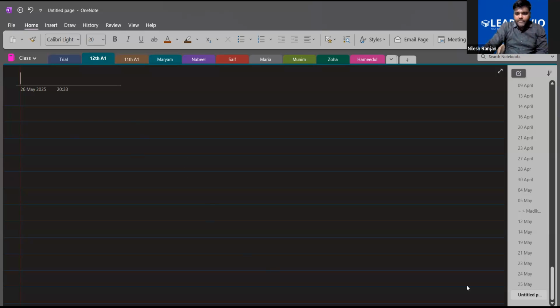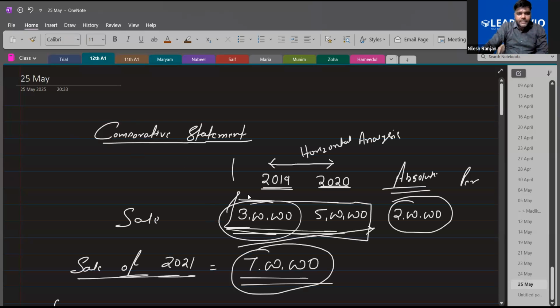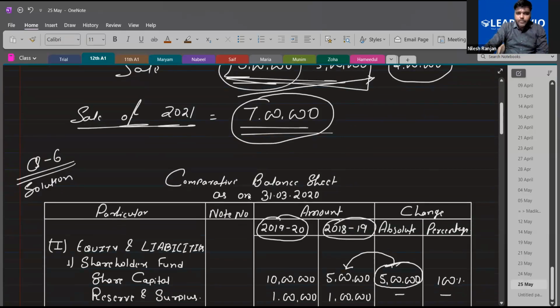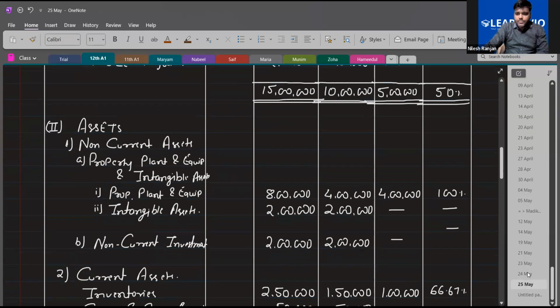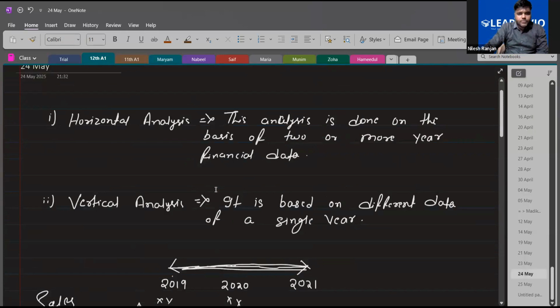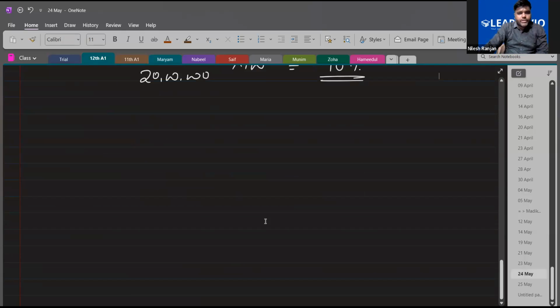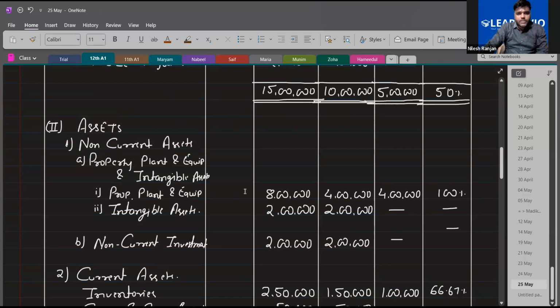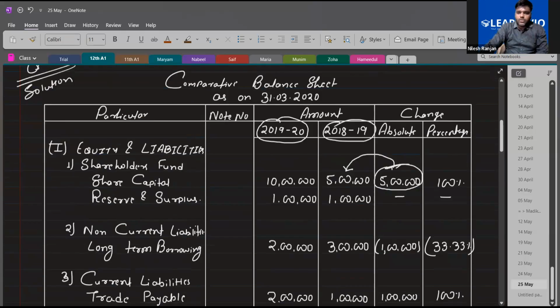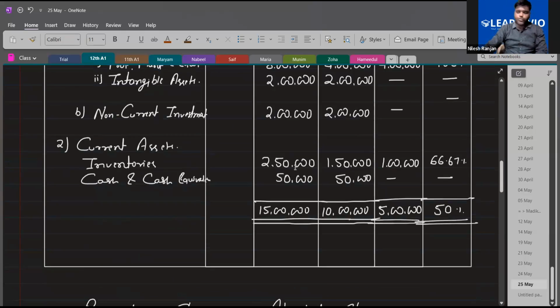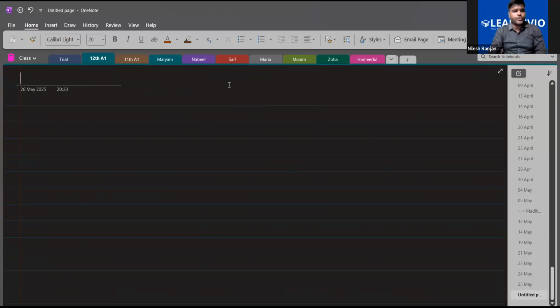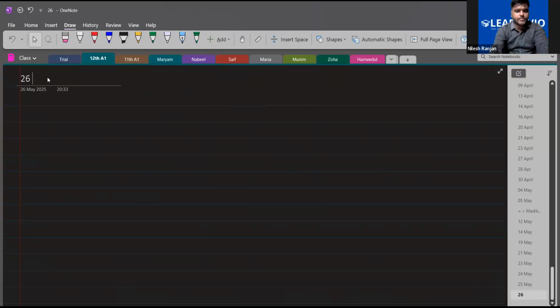Okay. So we have discussed comparative balance sheet in our previous class. Before that, we have not done anything. Today we are going to cover the comparative statement of profit and loss. I will solve one question so that if there is any confusion, you can ask here and then you will solve your homework.